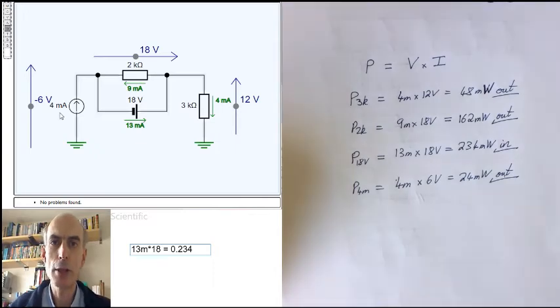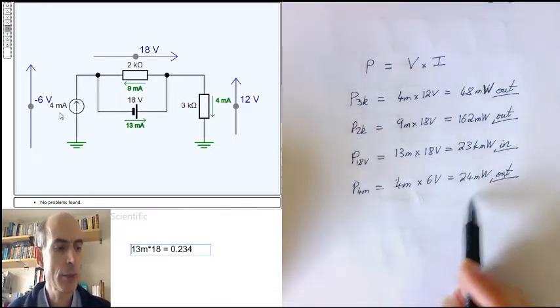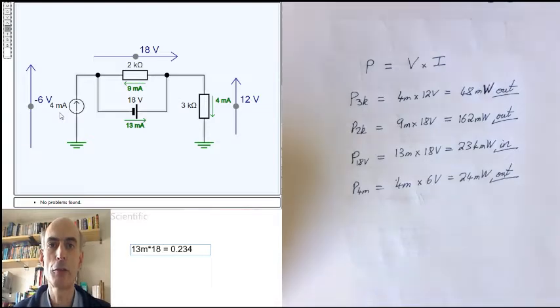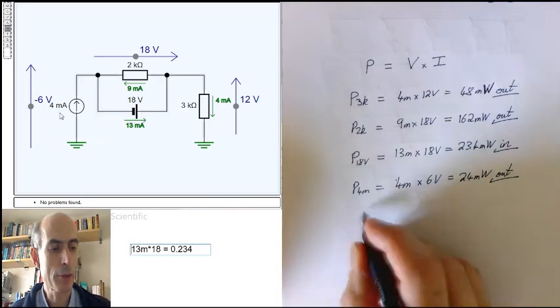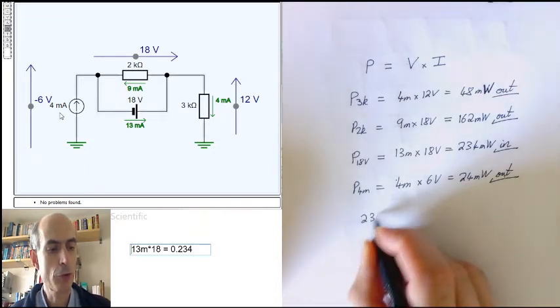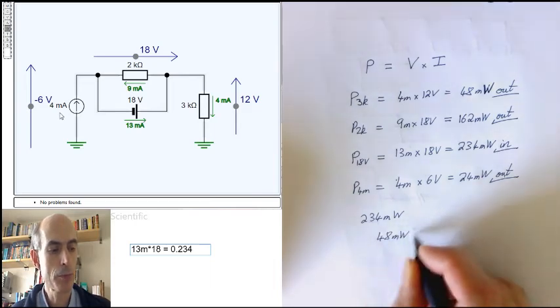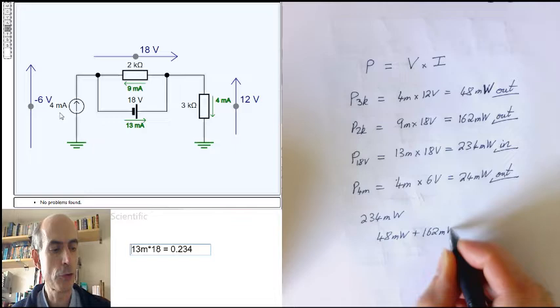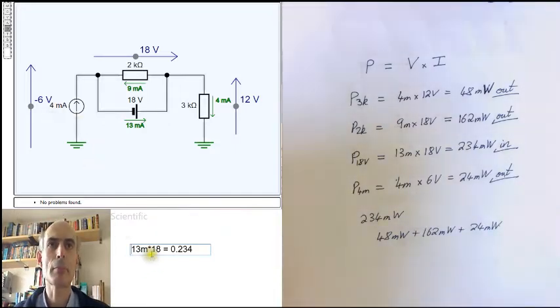Now, energy is conserved, and the power is just the energy in 1 second, the energy per second if you like, so the power should be conserved as well. If we've got the maths right, then the total power being put into the circuit should equal the total power coming out of the circuit. And we can check that. That would predict that 234 milliwatts should be equal to 48 milliwatts plus 162 milliwatts plus 24 milliwatts. We'll just check.